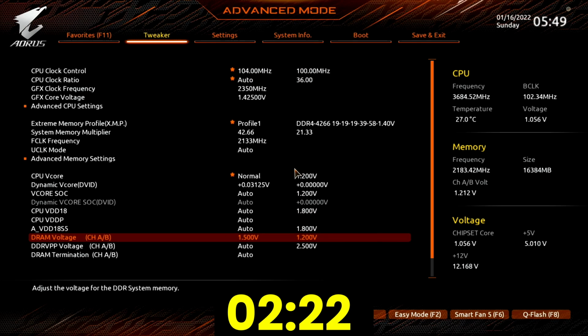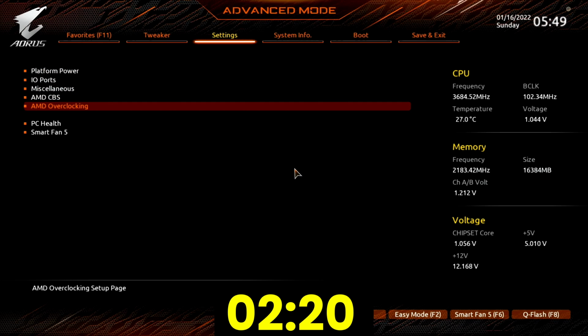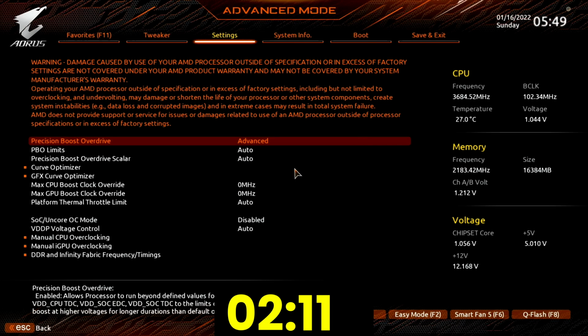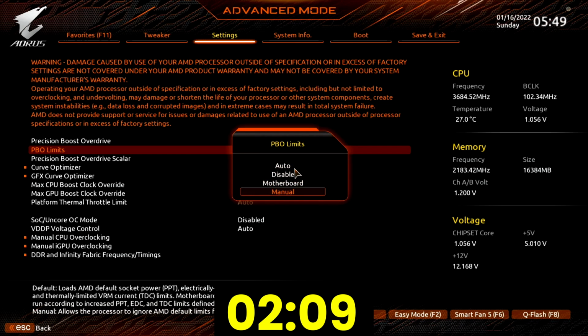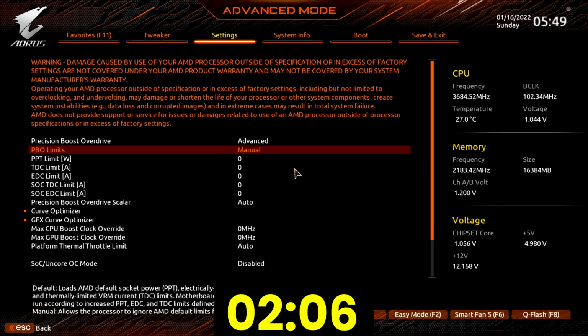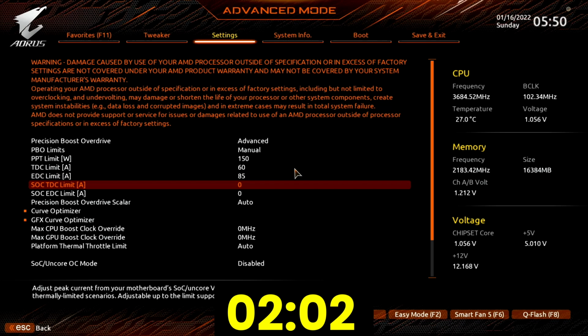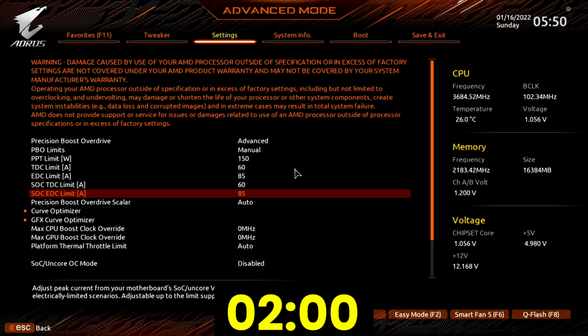Go to the settings menu. Enter the AMD overclocking submenu. Here's where we will do most of the grunt work by tuning Precision Boost Overdrive. Set Precision Boost Overdrive to advanced and set PBO limits to manual. Set PPT limit to 150, TDC limit to 60, EDC limit to 85, SoC TDC limit to 60, and SoC EDC limit to 85. This increases the power, thermal, and current ceiling of our CPU cores and SoC.